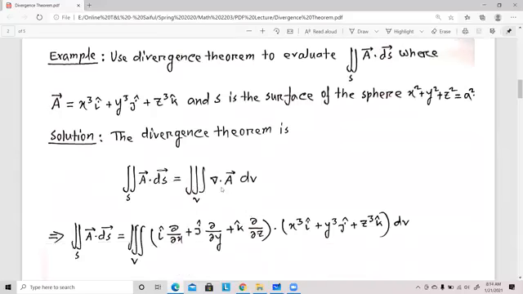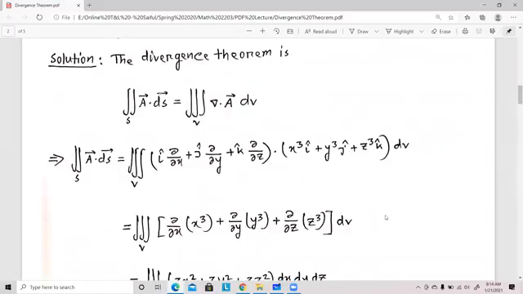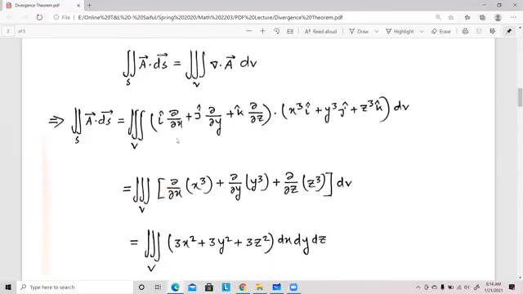Okay, and divergence, we know, is i ∂/∂x + j ∂/∂y + k ∂/∂z, and A in the question is given as x³ i + y³ j + z³ k, and dV equals dx dy dz. Okay, now if we do the dot product of these two vectors, then we get ∂/∂x of x³ plus ∂/∂y of y³ plus ∂/∂z of z³.